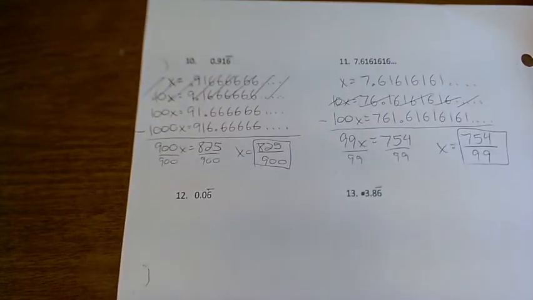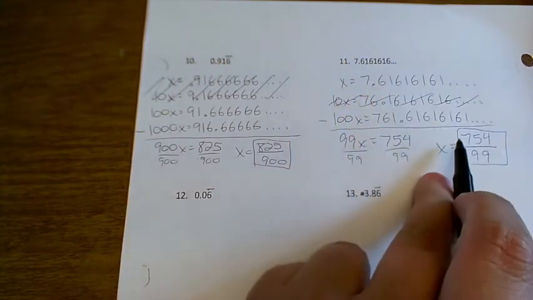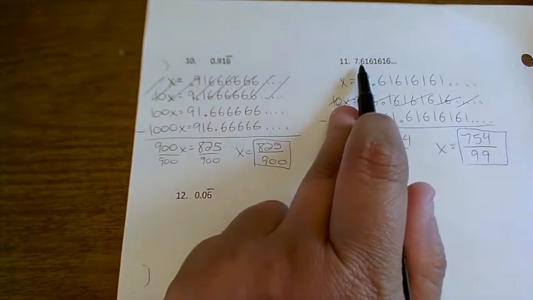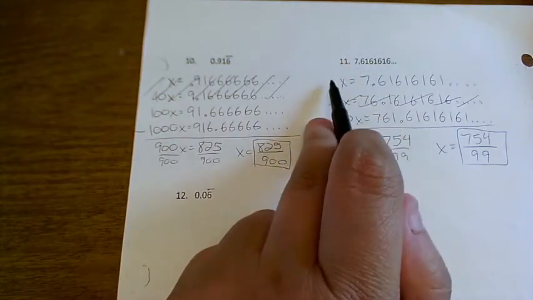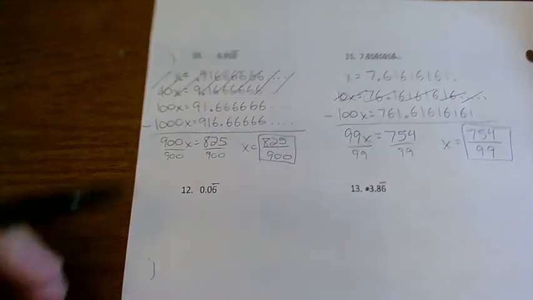And this is one you probably could have figured out. Since it was 6-1 repeated, this would be 61/99. So 7 and 61/99 is what that would reduce to, if you remembered your rules.